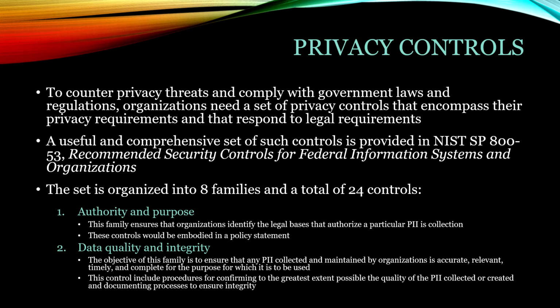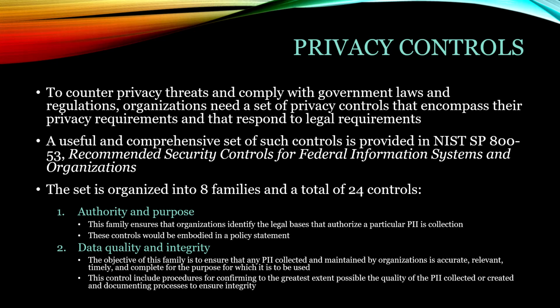Such controls can be found in the NIST SP 800-53, Recommended Security Controls for Federal Information Systems and Organizations. This set is organized into 8 families with a total of 24 controls. So we have the authority and purpose. This family ensures that organizations identify the legal basis that authorizes particular PII collection or activities that impact privacy, and specify in their notices the purpose for which PII is collected. These controls would embody a policy statement.